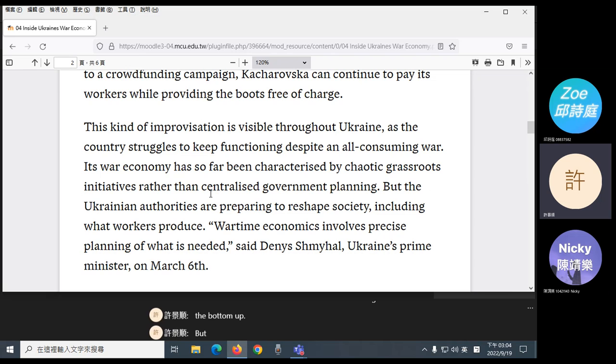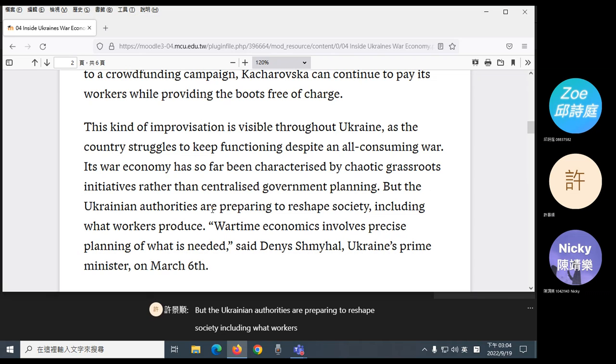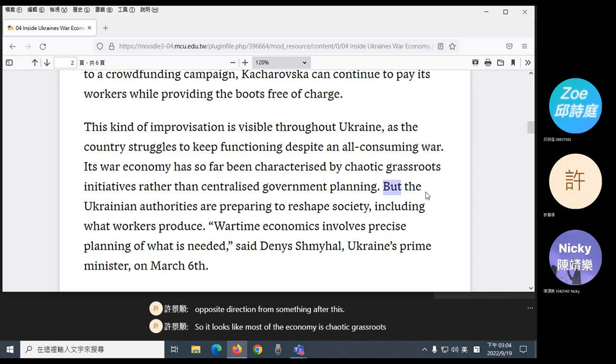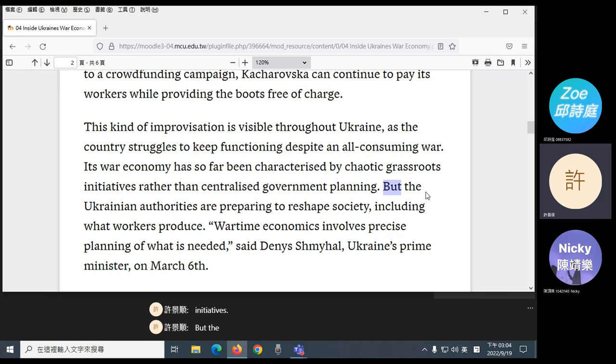But the Ukrainian authorities are preparing to reshape society, including what workers produce. So we have a but, right? Something before this is going in the opposite direction from something after this. So it looks like most of the economy is chaotic grassroots initiatives, but the government does have a plan. And their plan will change all of society, will reshape society.